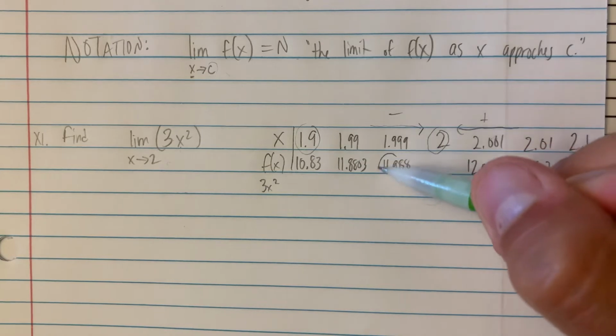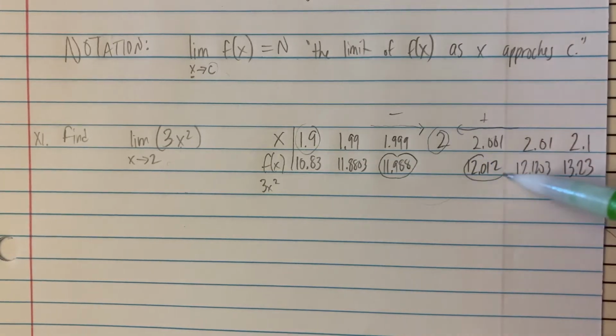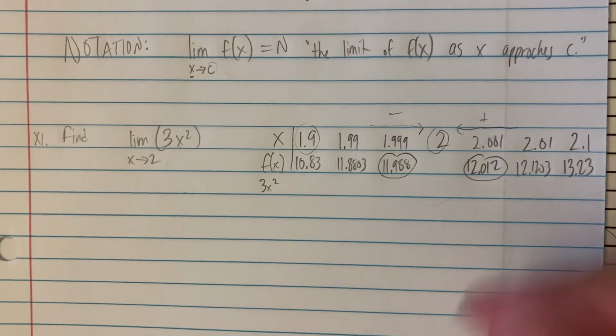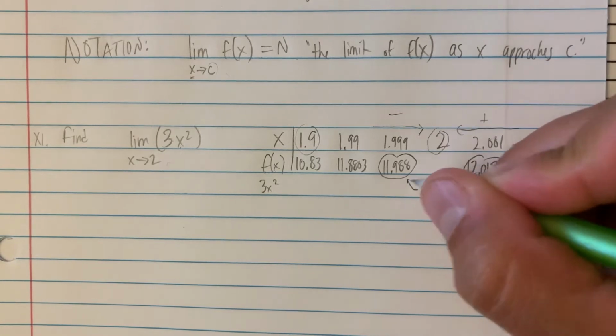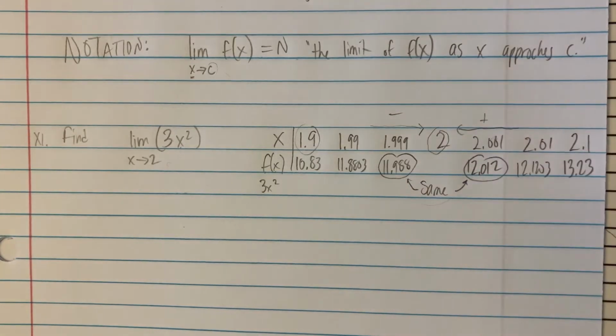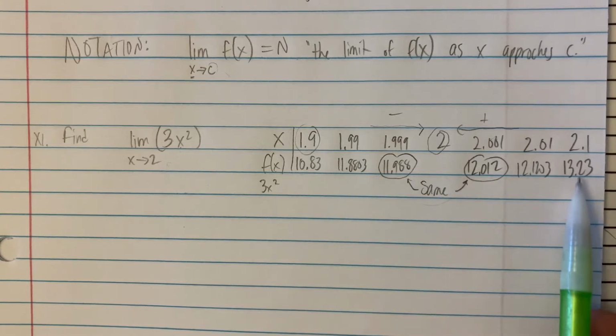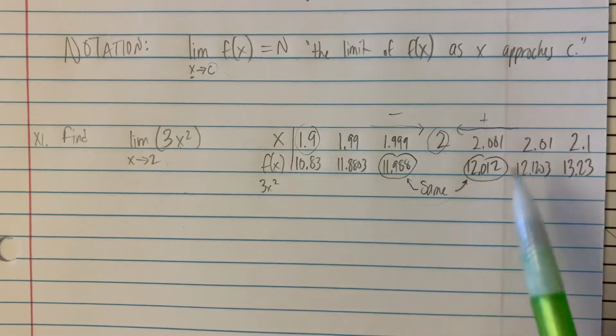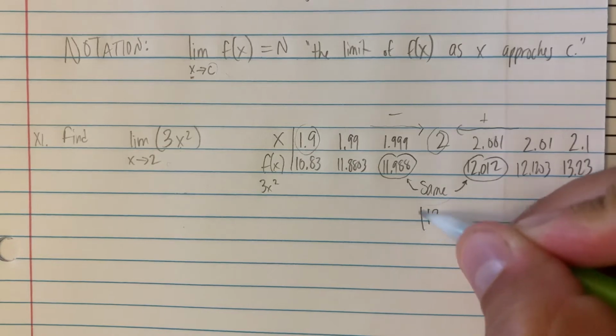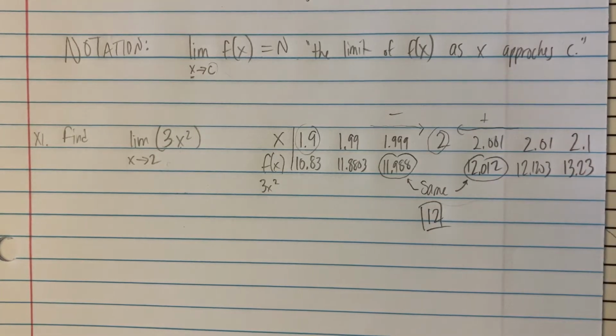And so we're going to look at these numbers as they get closer and closer to 2. Since these numbers are the same, then the limit exists as to what they are approaching. Notice this gets closer and closer to 12 from the bottom. This gets closer and closer to 12 from the positive side. So my final answer is going to be 12, since those numbers are the same.